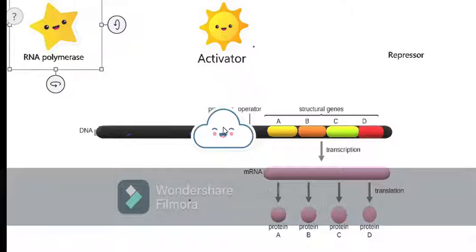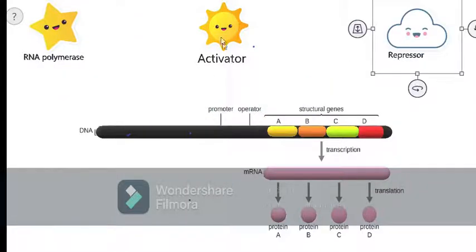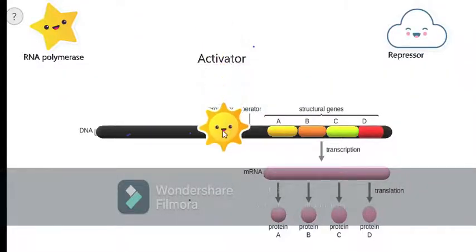Now, what about an activator? An activator will also bind the same promoter region, but it will facilitate the binding of RNA polymerase because of these grooves, as we can see here.